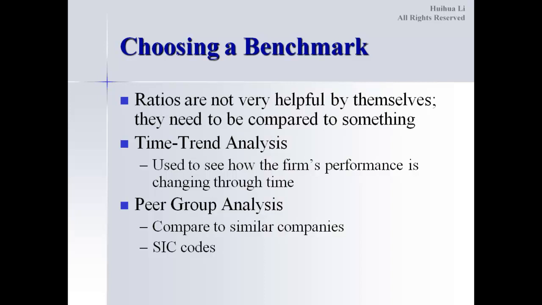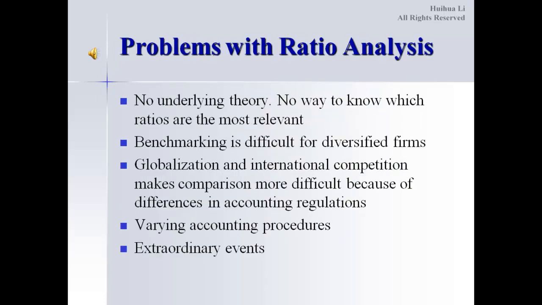Ratios are not very helpful by themselves, they need to be compared to something. There is time trend analysis, which is used to see how the firm's performance is changing through time. Also there is peer group analysis, which is used to compare to similar companies or compare firms with the same SIC codes. Please read this slide, and that is all I require.